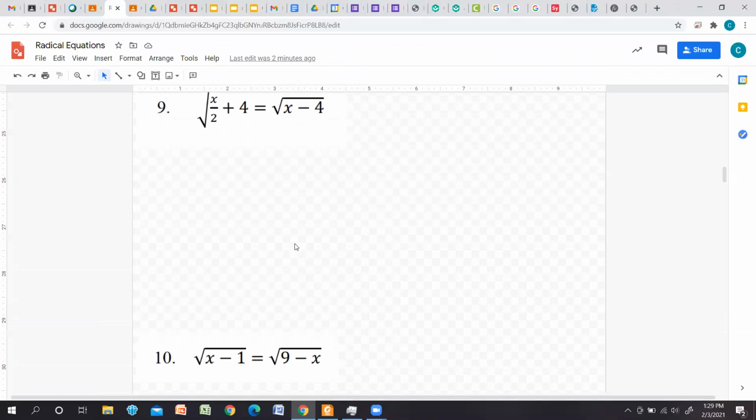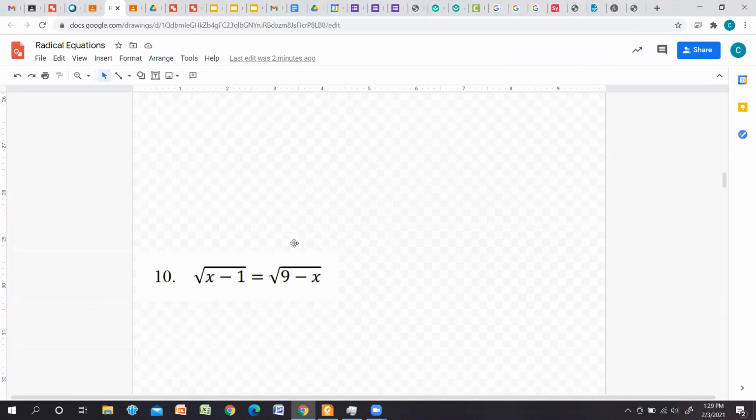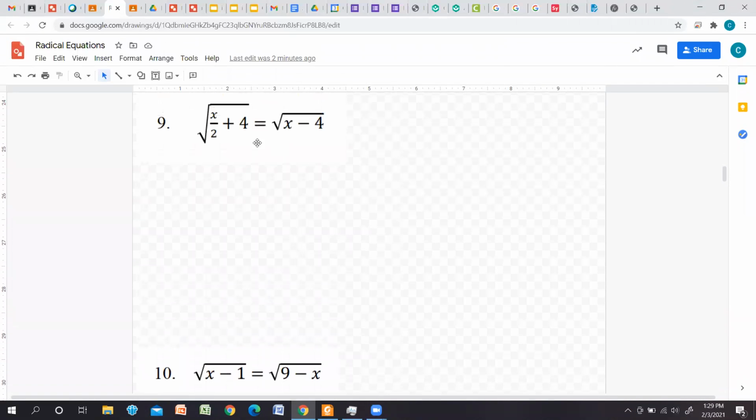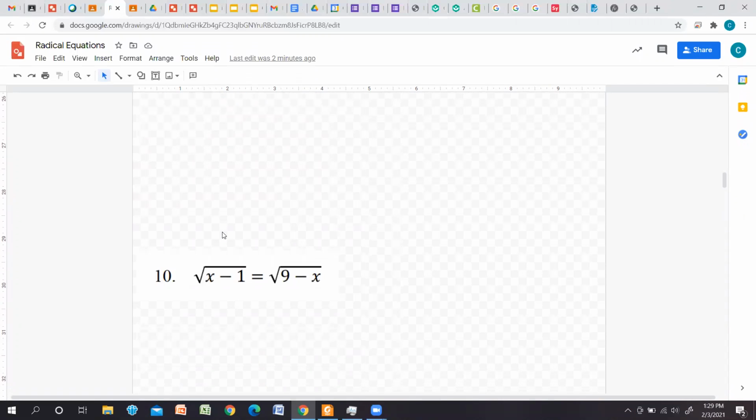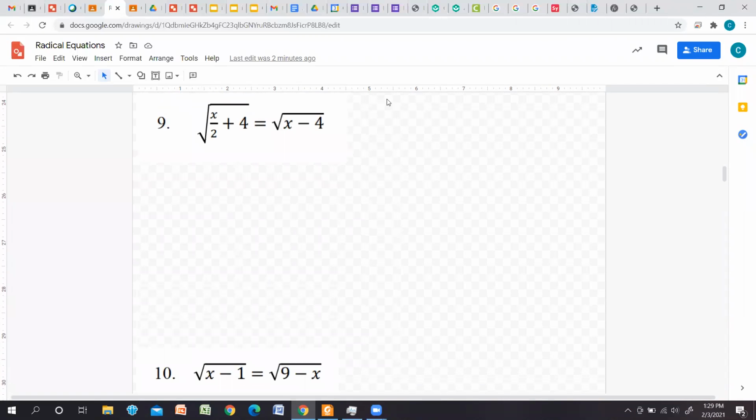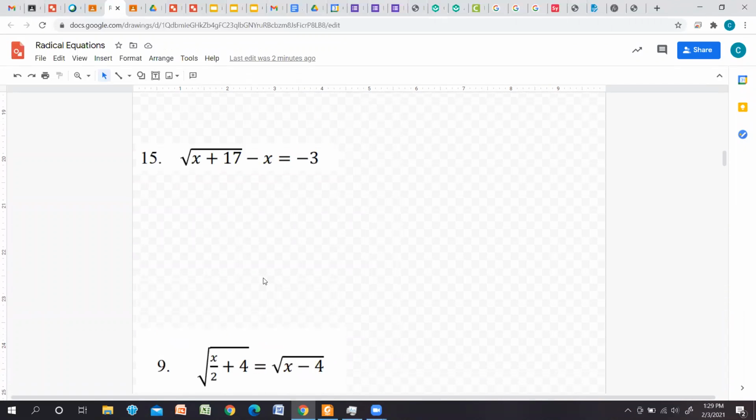Isolate the square root as best you can. The last two have two square roots. So the rule there, remember, is simply that there is one square root on each side. Each side, there's only one. So this is already written like that.